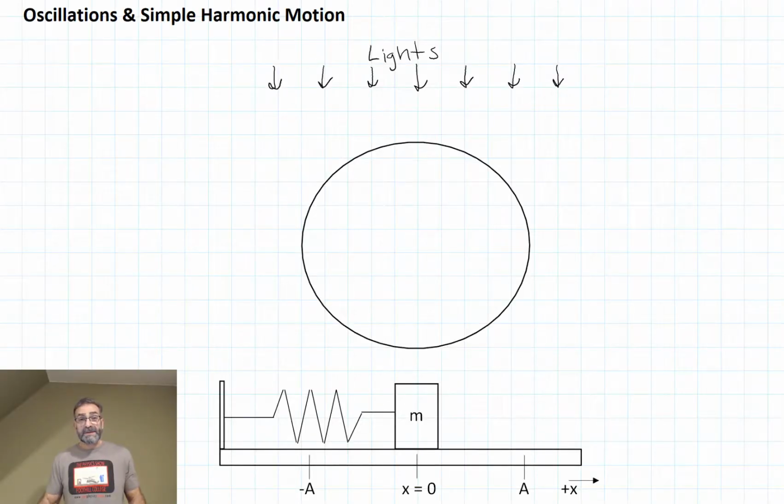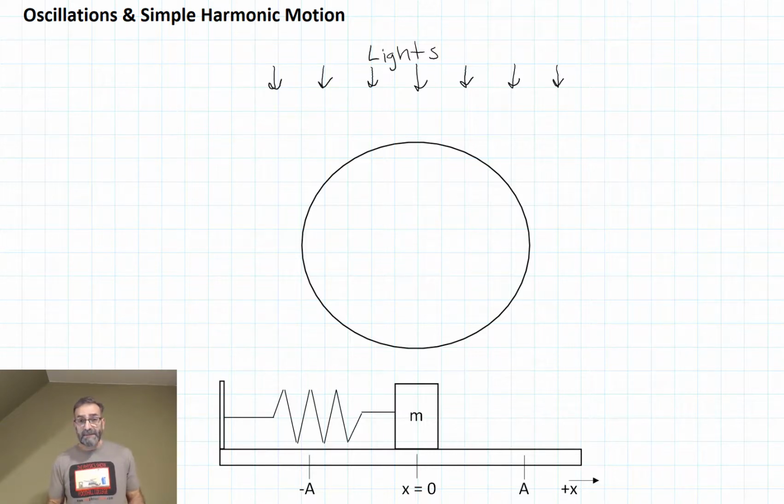So you might be wondering where this omega comes from and how we're using sines and cosines to describe a box moving back and forth in a straight line on a horizontal surface. Well, let's take a look at this example.